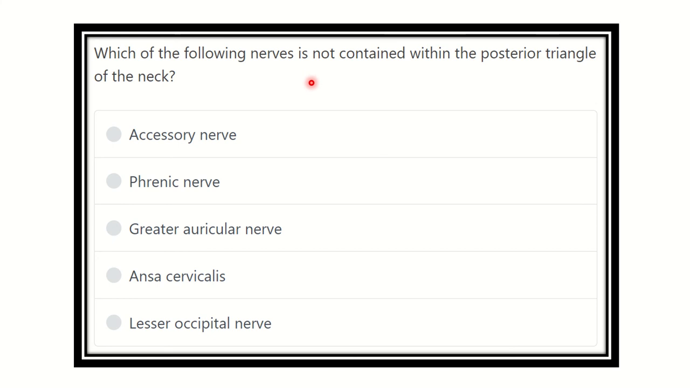Which of the following nerves is not contained within the posterior triangle of the neck? So we have to find out which is not contained in the posterior triangle of the neck. First of all, we have to know details about the posterior triangle. Then it will be easy for us to answer the question. So here are the options: accessory nerve, phrenic nerve, greater auricular nerve, ansa cervicalis, and lesser occipital nerve.